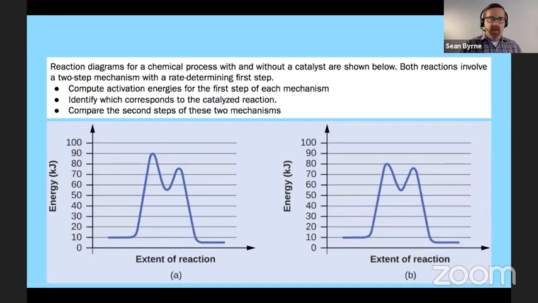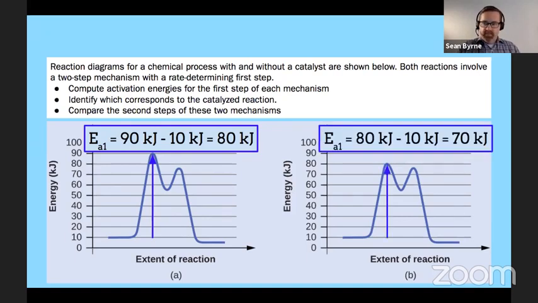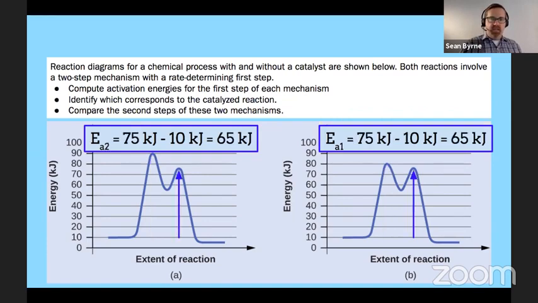Okay, here's a 2-step problem where we're doing a similar thing, right? Where we're asked, one of them is the rate determining step, compute the activation energies for the first step of each mechanism. So I would estimate these as 90 minus 10. I would estimate this as 80 minus 10, and so clearly the one on the right is the catalyzed reaction again. Okay, and then compare the second steps of the two mechanisms. Well, the second steps both look the same. They both have the same amount of energy.